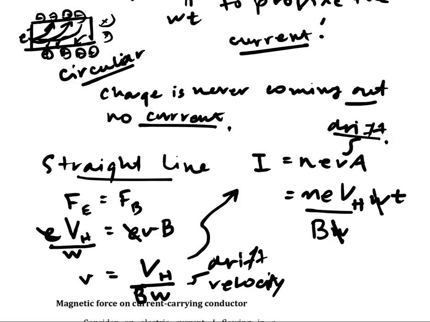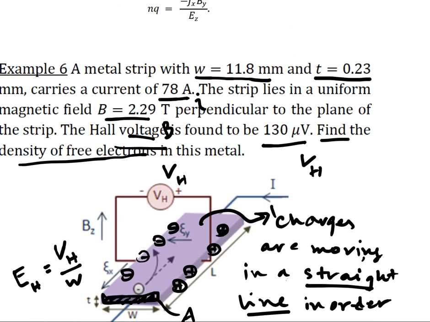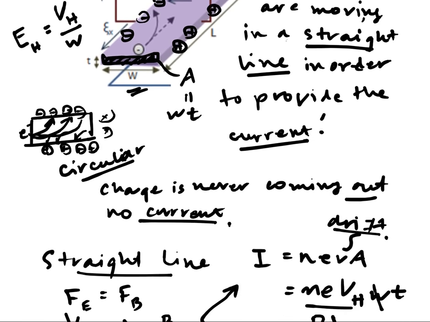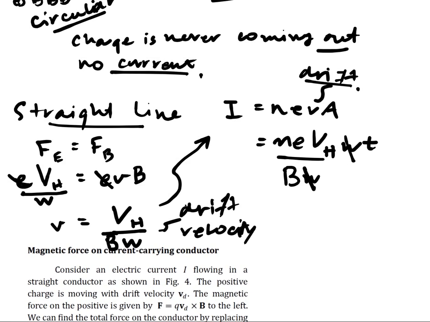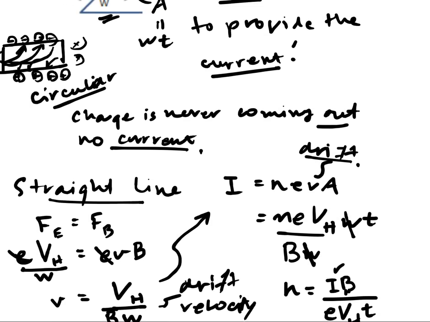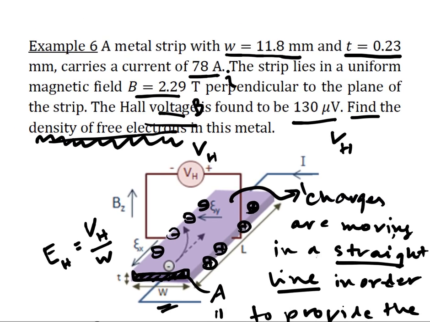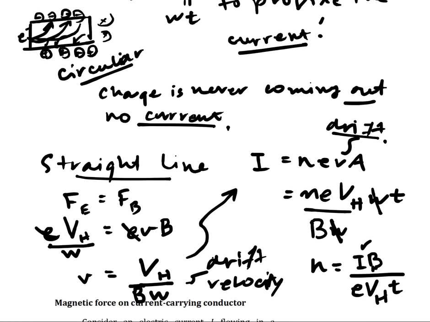Okay, so finally, the question is asking you for the density of the free electrons. Okay, or let's say it is the n. So you can rearrange the equation. You have n equals I times B, and then divided by the charge e and the Hall voltage and the thickness T. Okay, so you can substitute all the values. Okay, you are given I as 78 ampere. It's quite a lot of current actually.